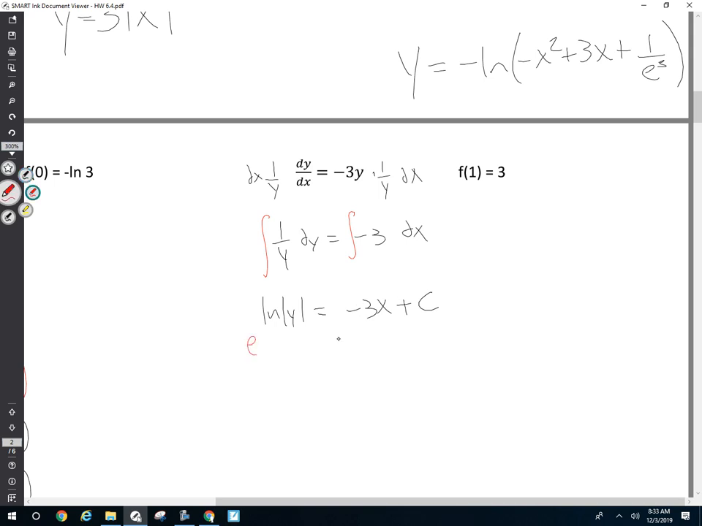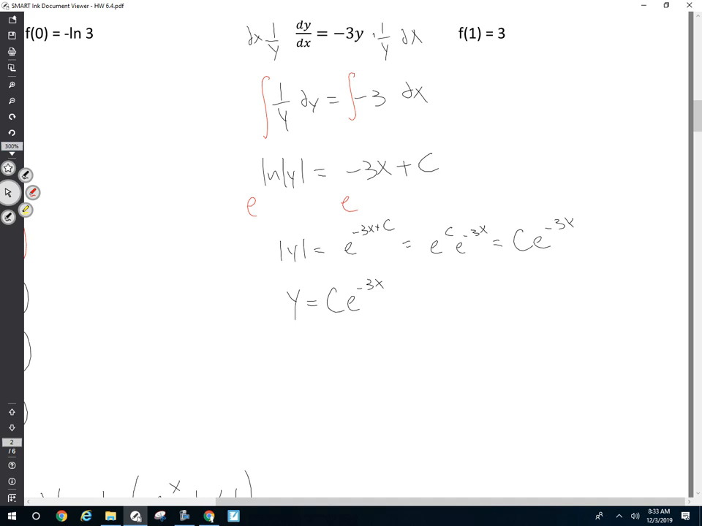Again, we should start to be comfortable with this process of taking e to the power of both sides. You get absolute y is equal to e to the negative 3x plus c, which can turn into e to the c times e to the negative 3x, which can turn into c e to the negative 3x. We'll just get rid of the absolute value when we solve for the correct c. We don't want a plus or minus because we want a function. 3 equals c e to the negative third.